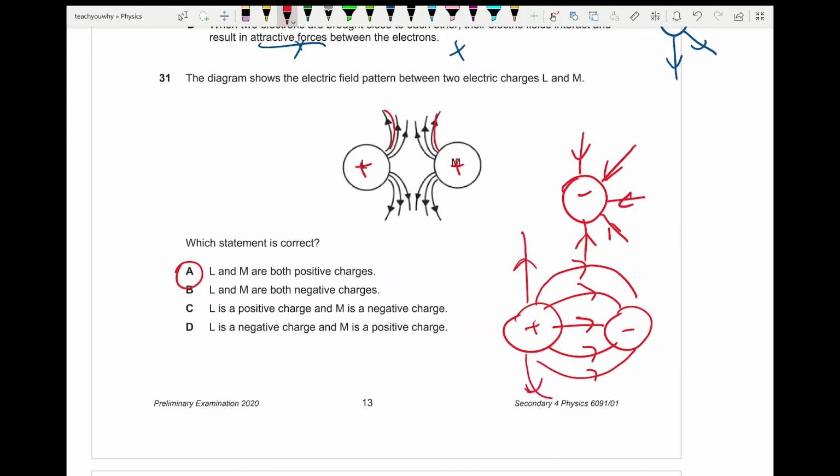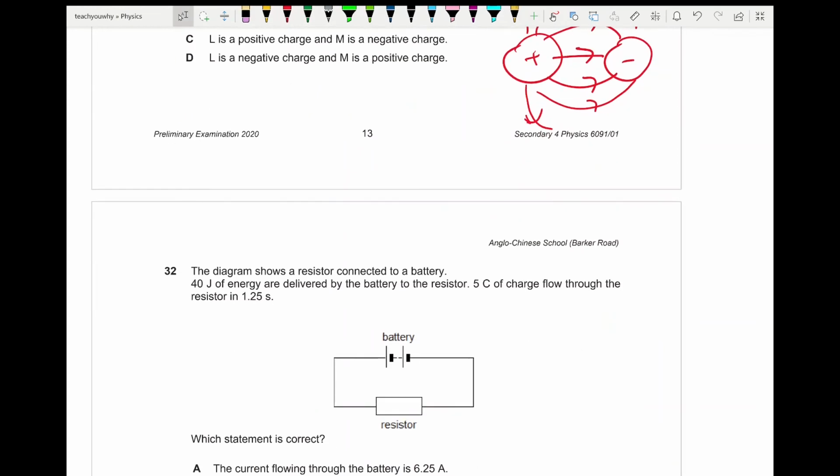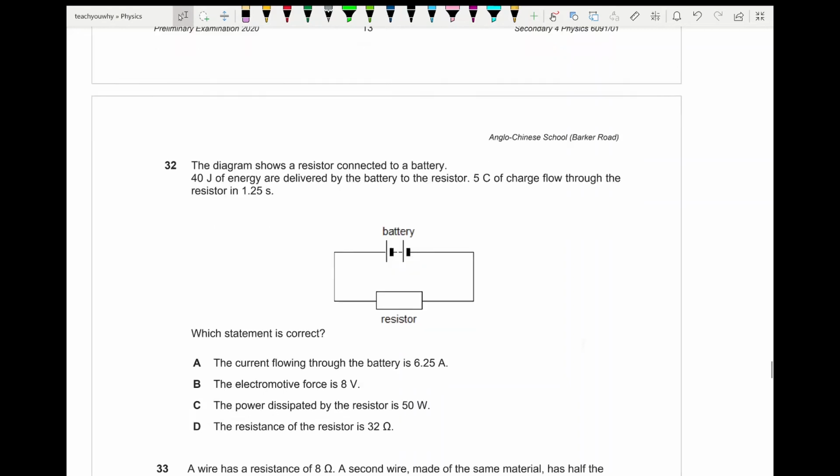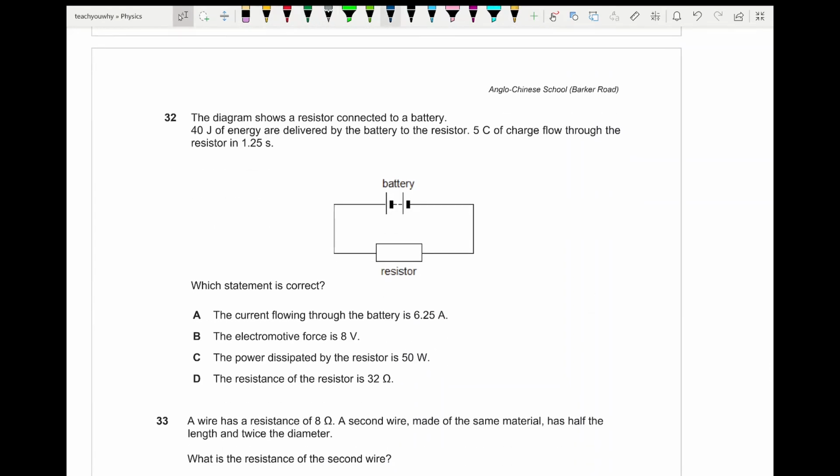Yeah. Okay, moving on. 32. The diagram shows a resistor connected to a battery. 4 joules of energy is delivered by the battery to the resistor. 5 coulombs of charge flow through the resistor in 1.5 seconds. Which statement is correct? Okay, so let's see.